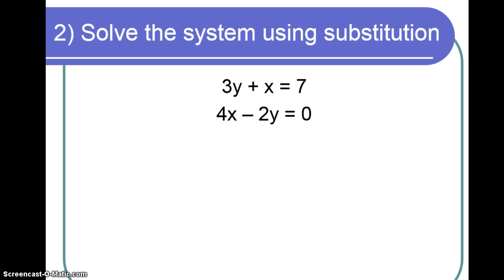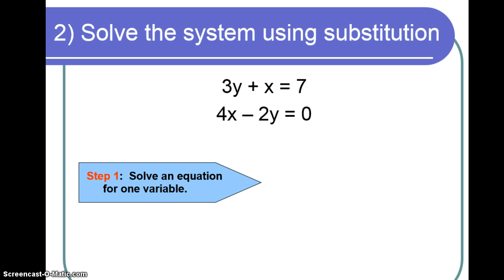You have your steps. You have them either in the notes that were given to you, notes that you took previously, and/or they will be going through each time we go through one of these problems. So we have 3y plus x equals 7, 4x minus 2y equals 0. Our first step that we've talked about is solving an equation for one variable.